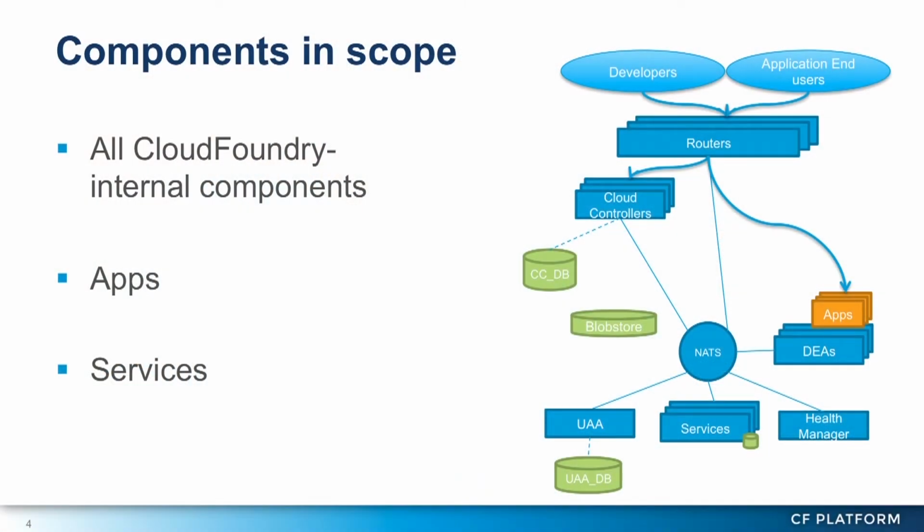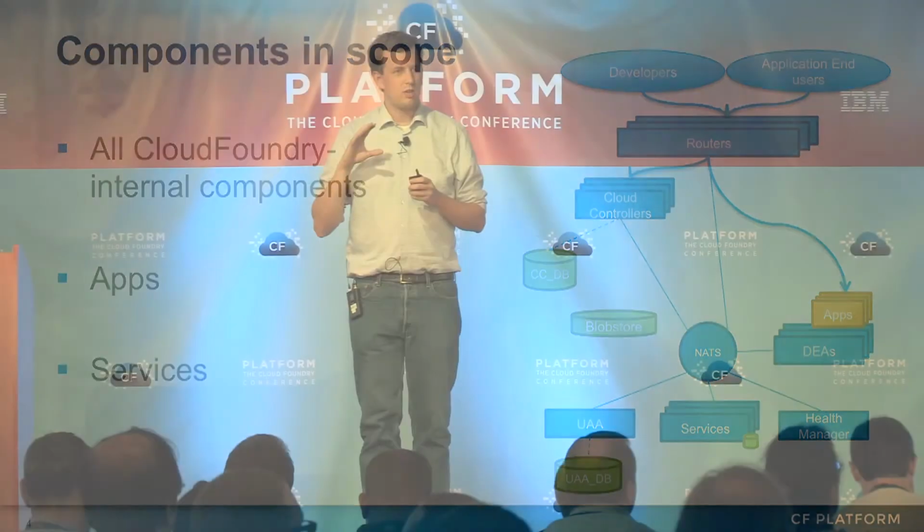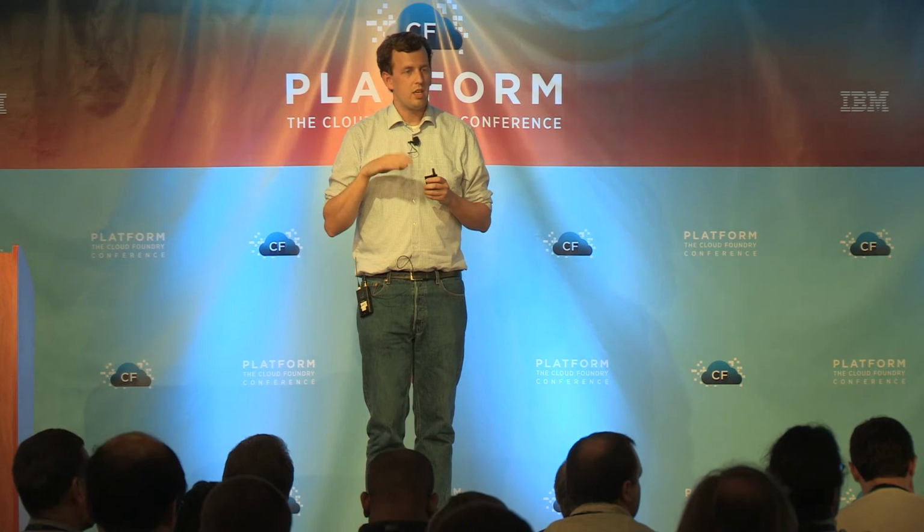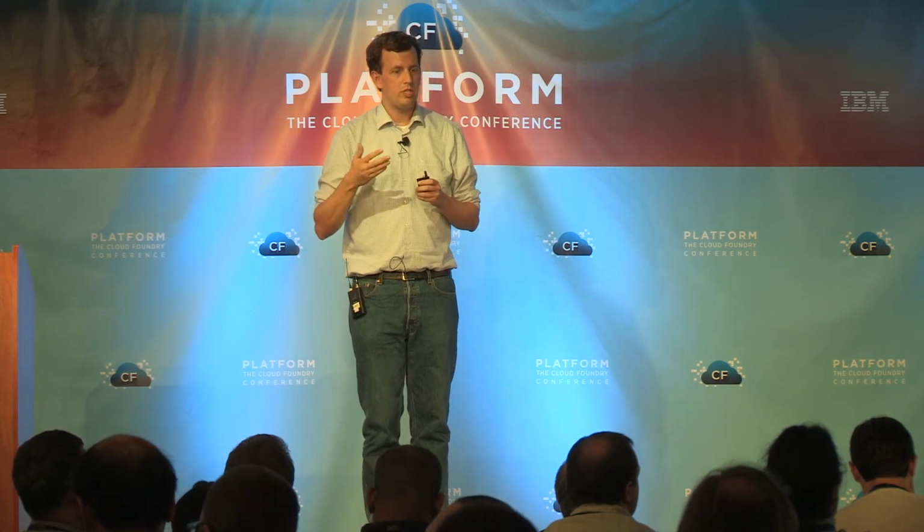So which set of components is in scope for that discussion? Just to touch on briefly, and we heard also a couple of talks already before about that. First of all, the Cloud Foundry componentry itself, like Cloud Controller, Health Manager, Router, and so forth. The apps that are running on Cloud Foundry, and also services that are attached to those apps. Those three sets of components or categories of components needs to be looked at as we talk about multi-regional setup.